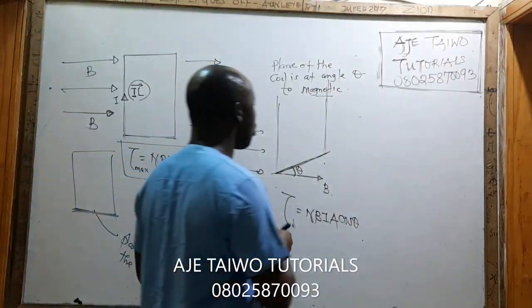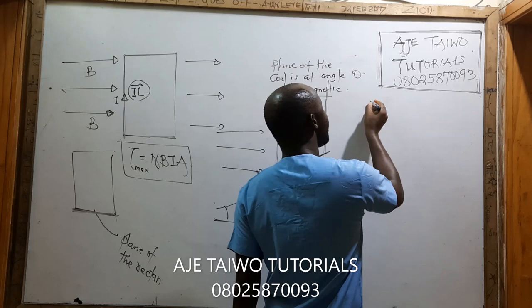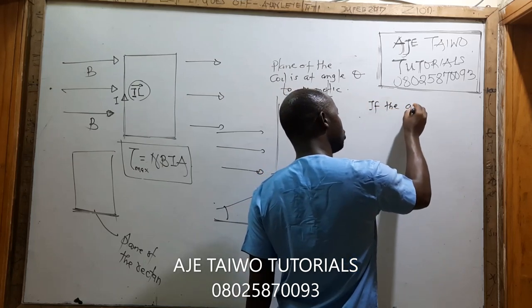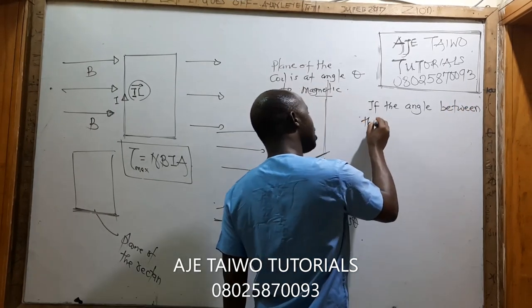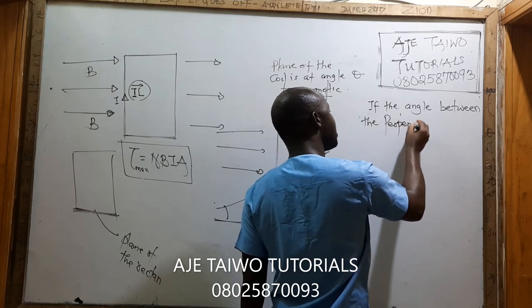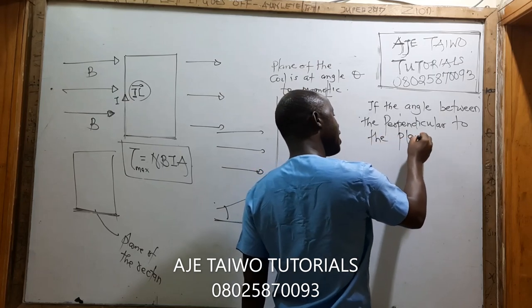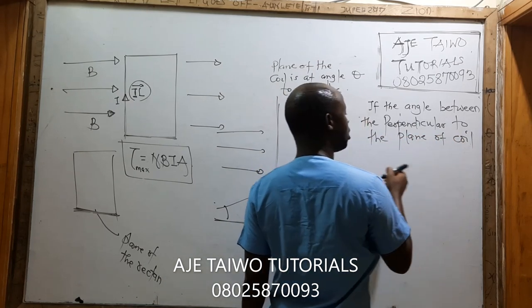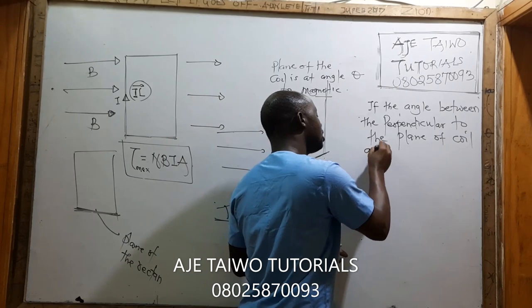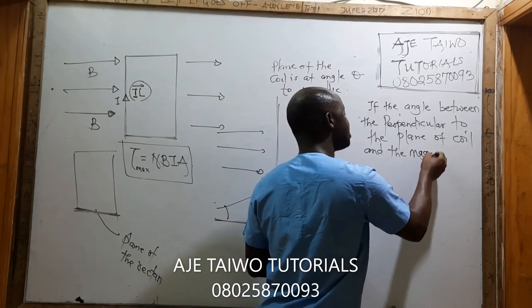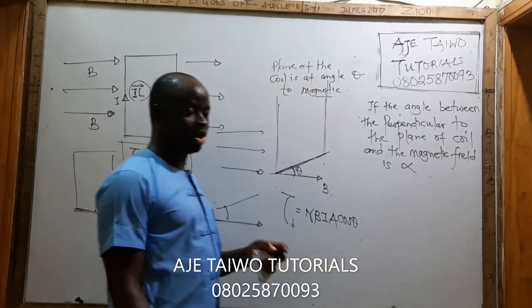Now, the third one. If the angle between the perpendicular to the plane of the coil and the magnetic field is alpha, watch that.